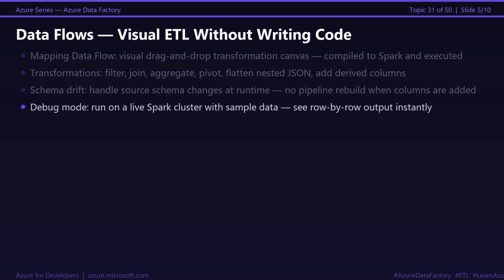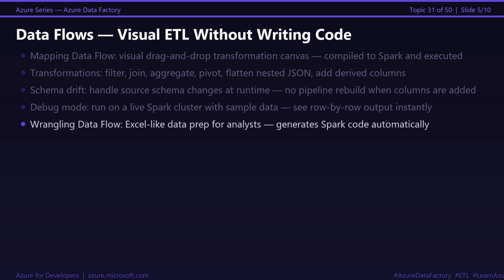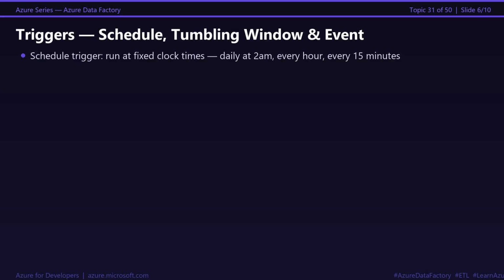Schema drift handling is especially powerful. If your source adds a new column, ADF adapts at runtime instead of crashing your pipeline and paging your on-call team. ADF gives you 3 trigger types, and choosing the wrong one costs you.